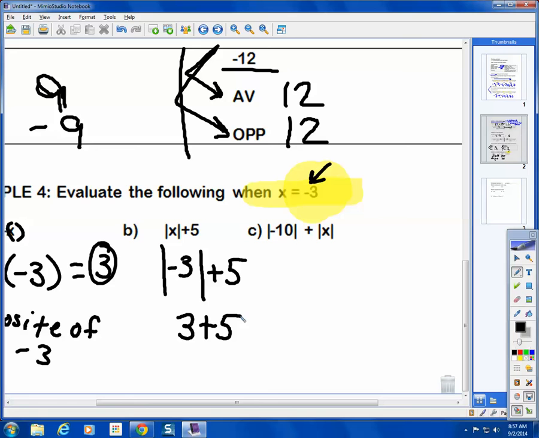Excellent. And what's the sum of that? 8. Okay? All right, I want you guys to try letter C on your own. See what you get. Substitute -3 for x. You have the absolute value of -10 plus the absolute value of x. See what your sum is when you get that, all right? Well, doesn't this say absolute value right here, John? So the absolute value of anything will always be not negative, but there you go.